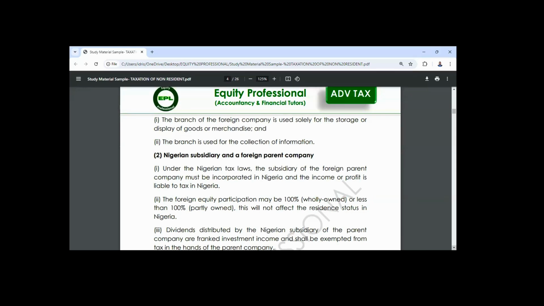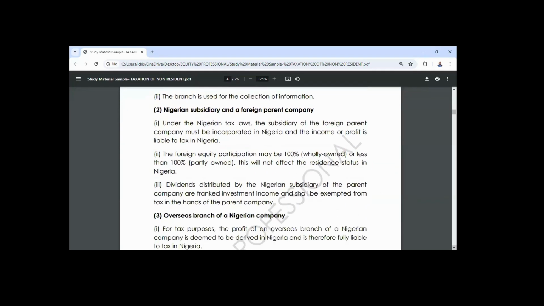Second tax implication under that, foreign equity participation may be 100% or less. Foreign equity participation may be what? 100% or less, but it must not be less than 51%. What does that mean?